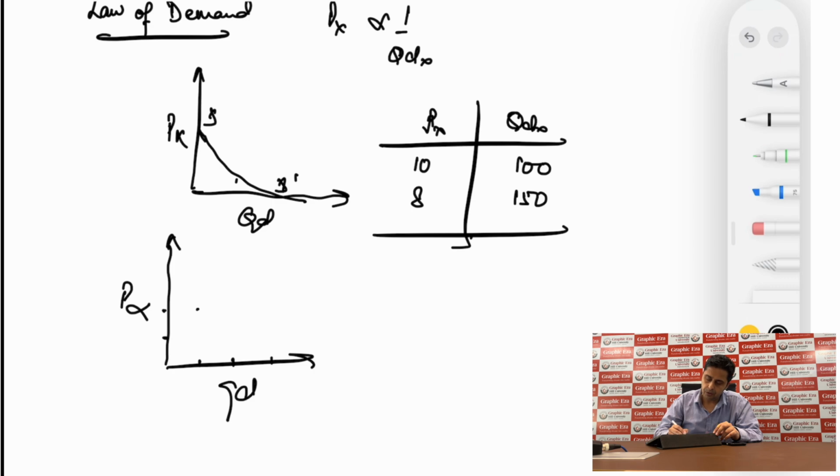Let's take this as 100, let's take this as 200, let's take this as 300, and here it is 5 and 10. Now we see that with the fall in price to 8, let's say the price fell to rupees 8, which is here, and the demand went up to 150, but 150 is somewhere here, so we'll take it here. And if we take this curve, we see that it's a gradually sloping or a flat curve.